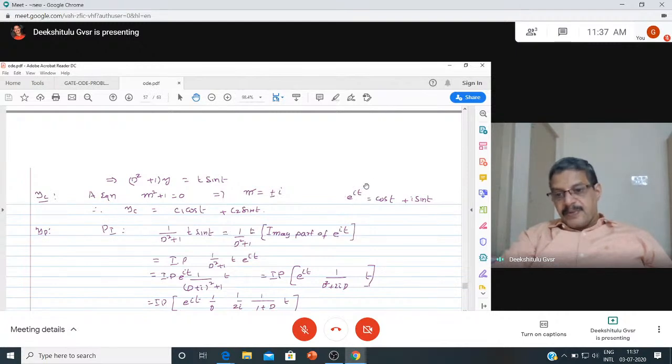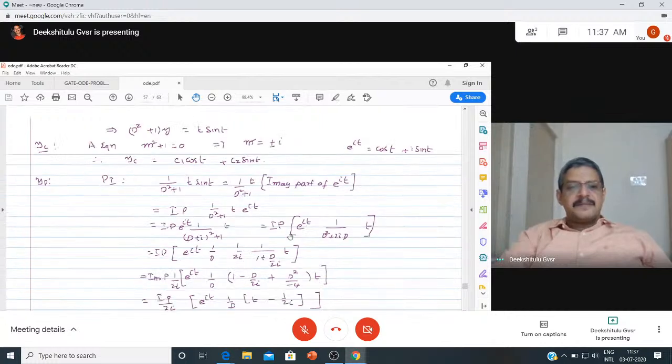Imaginary part of e power it. So sin t, how I write is 1 by D square plus 1 on t into imaginary part of e power it. This is the imaginary part, because the rest is all real. Even if you bring out this imaginary part, nothing happens. So I.P. means imaginary part of 1 by D square plus 1 on e power it t.